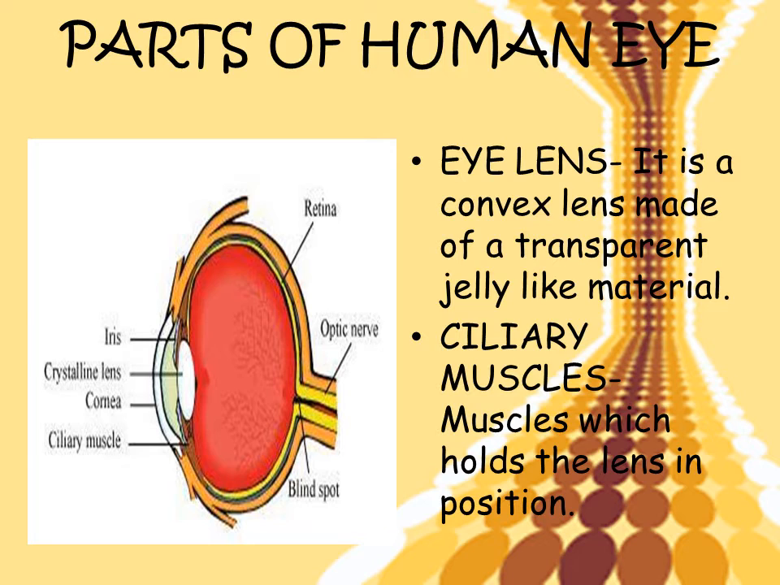Then comes the ciliary muscles. It is a ring of muscles which holds the crystalline lens in position. When these muscles relax, they increase the focal length of the crystalline lens, and when they contract, they decrease the focal length of the crystalline lens. Its function is to alter the focal length of the crystalline lens so that the image of the object situated at different distances are clearly focused on the retina.